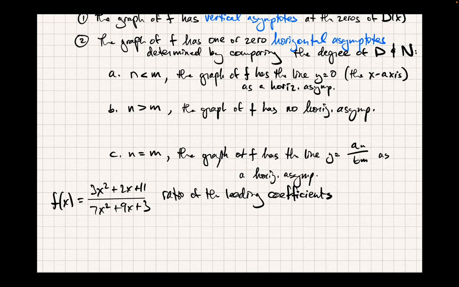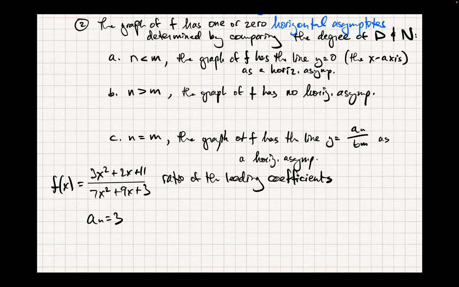So a sub n equals 3 and then b sub m equals 7. And n is 2 in that case because they're both squared. You agree with all the stuff that I've written? The leading coefficient here is 3. The leading coefficient here is 7. The degree of the numerator is 2. The degree of the denominator is 2. So n equals m, so we want to use case C.